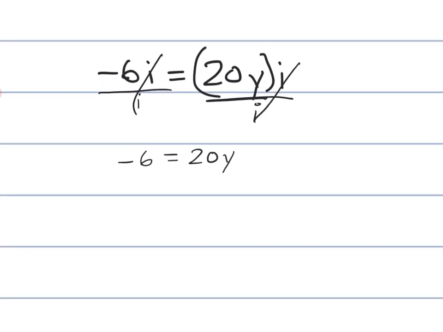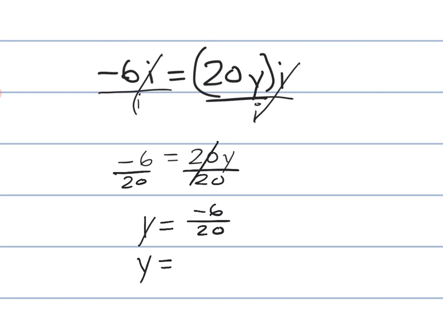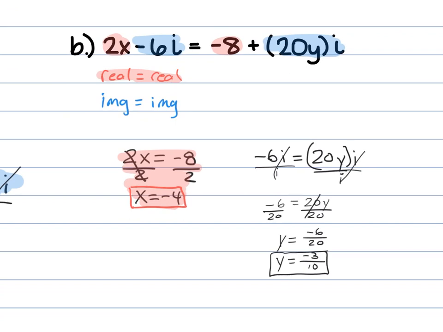From there, divide by 20, divide by 20, and y is equal to negative 6 over 20. Am I okay with that answer? Okay, divide top and bottom by 2, and we get negative 3/10. Y is equal to negative 3/10, and x is equal to negative 4. There are the two, x and y, using the real and imaginary portions. Real is equal to real, imaginary equal to imaginary. Two more.